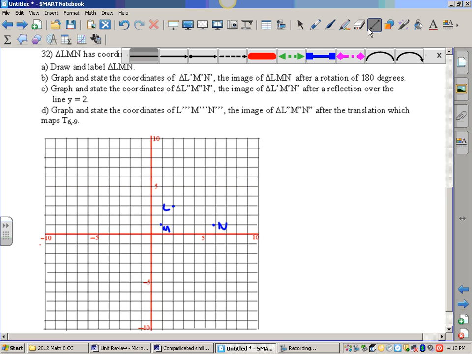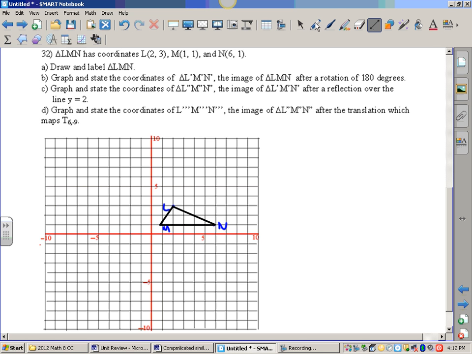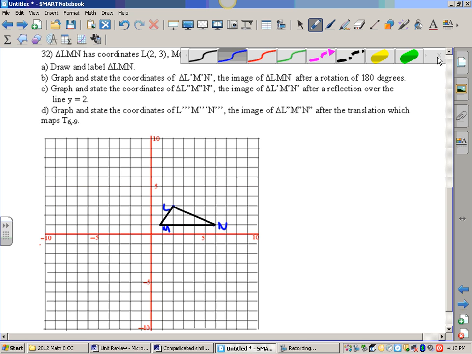Always remembering to walk before we climb or fall. I know you're kind of sick of me saying that, but it's very easy to forget, and then you end up with the wrong original shape, and it's going to throw everything off. So here we go. Let's look at what we've got to do.